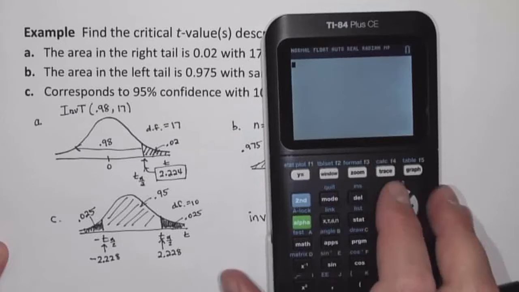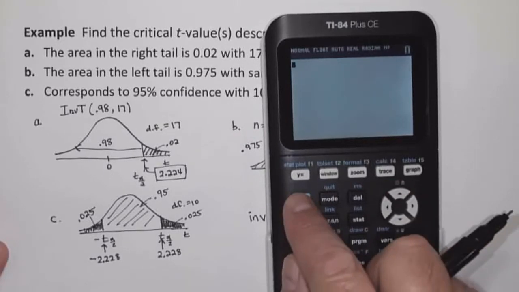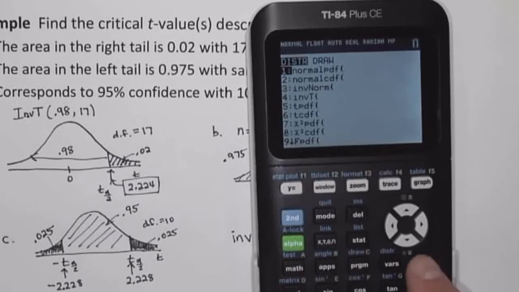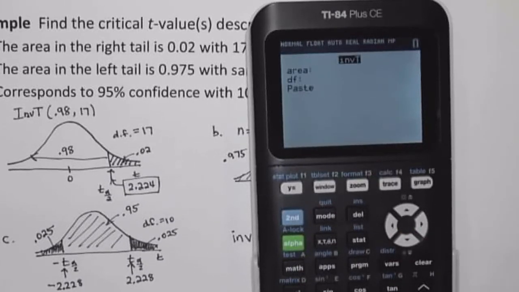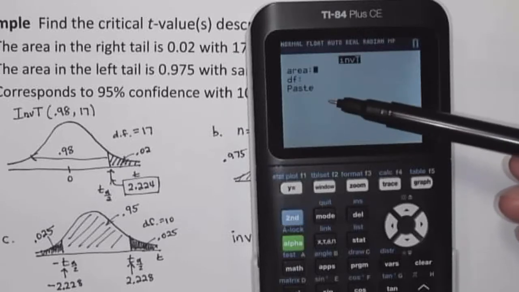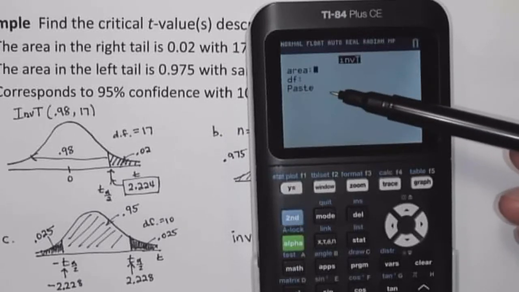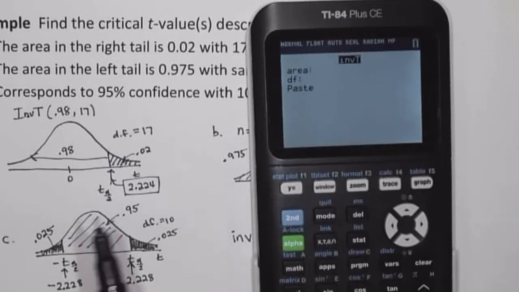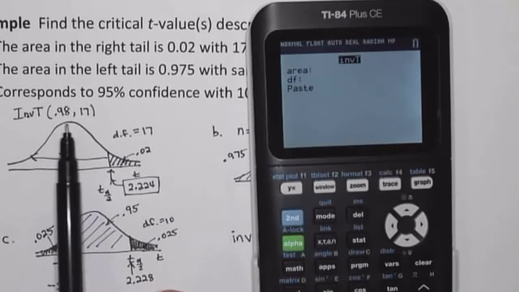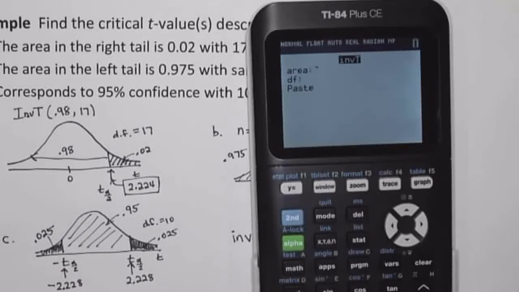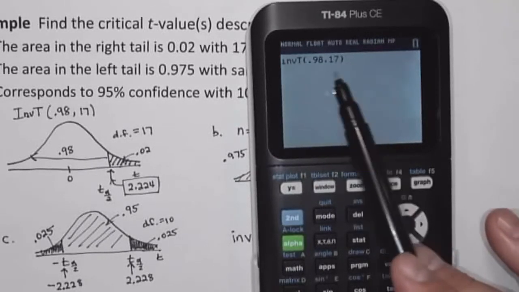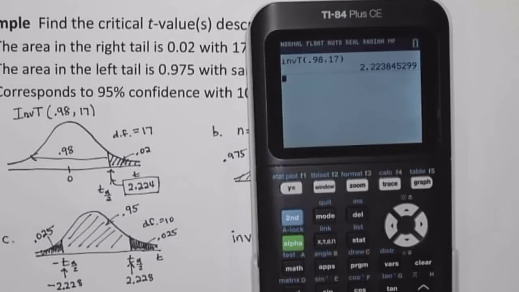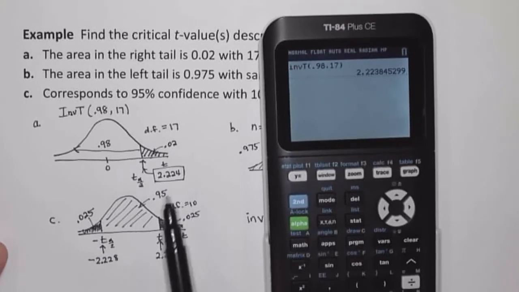So again, if I bring my calculator back in, I'm going to go to the distribution button, so second distribution, and I'm going to choose number 4, inverse t. Now on my calculator, I get this window that opens up. Again, depending on the model and age of your calculator, you may have to type it in directly like I've shown you here. So my area in the left tail is 0.98, my degrees of freedom 17. Now on this calculator I choose to paste, which then gives me this command. And so I get 2.224, which is the same result we got using the table.